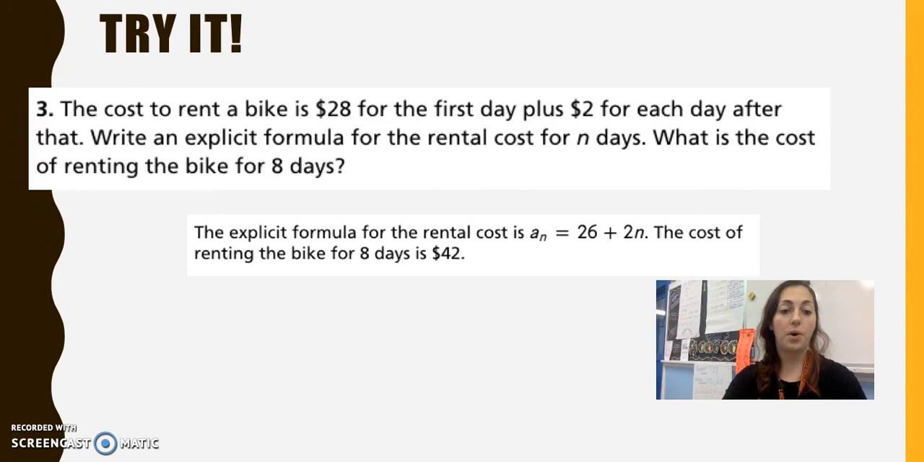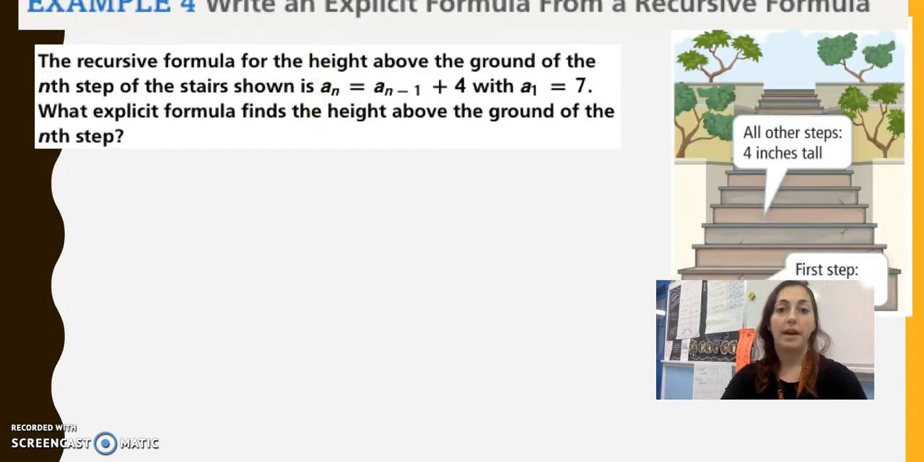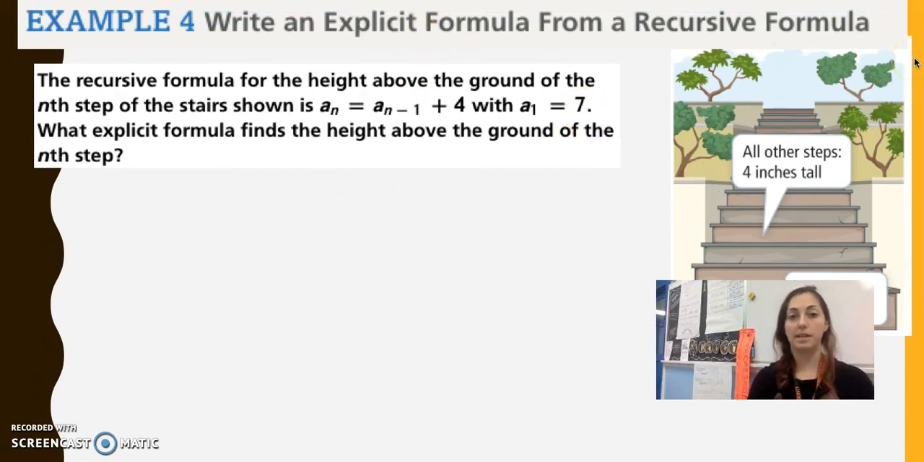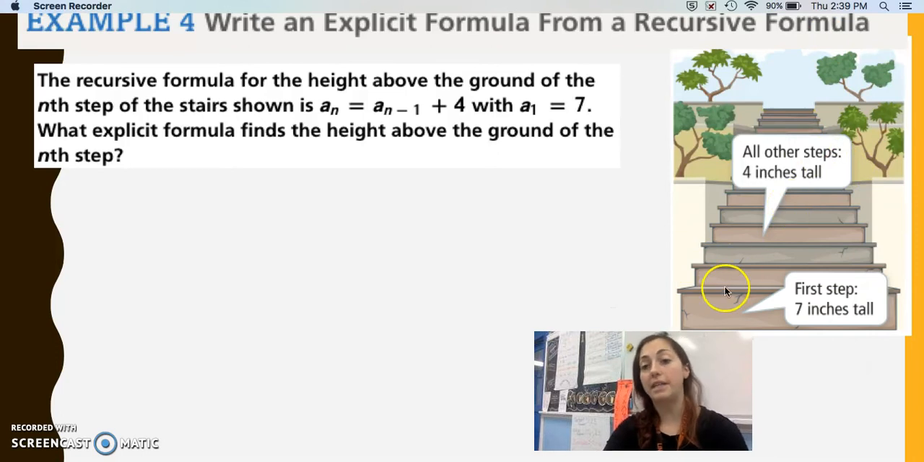All right, so there's only one more thing we have to learn. It's example 4, writing an explicit formula from a recursive formula. So sometimes we're going to have recursive and we need to translate it. We've got these stairs here. All of their steps are 4 inches tall, but the first step is 7 inches tall. So the recursive formula for the height above the ground for the nth step of the stairs is a sub n equals a sub n minus 1 plus 4 with a sub 1 equaling 7.